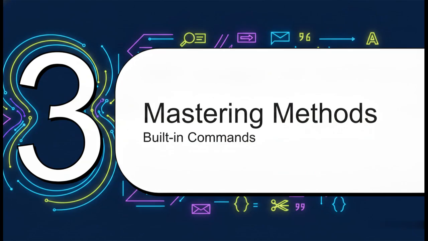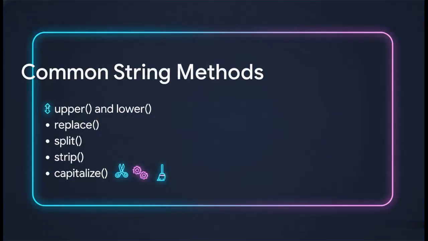Okay, let's step it up. Section 3. Mastering string methods. Python comes fully loaded with these dynamic, pre-built methods that let you manipulate text on the fly. You can instantly standardize user input with upper or lower, swap out specific words with replace, or chop a whole sentence into individual words with split. Oh, and the strip method, that is a lifesaver for automatically cleaning up those accidental, invisible spaces people leave at the beginning or end of a string.